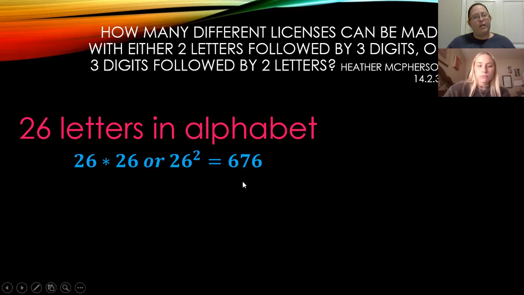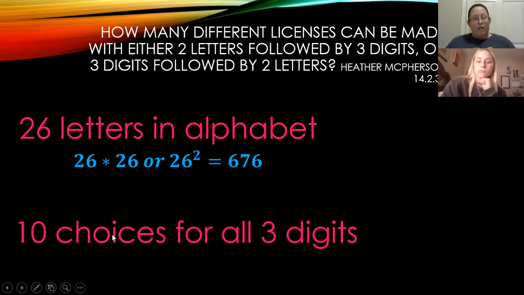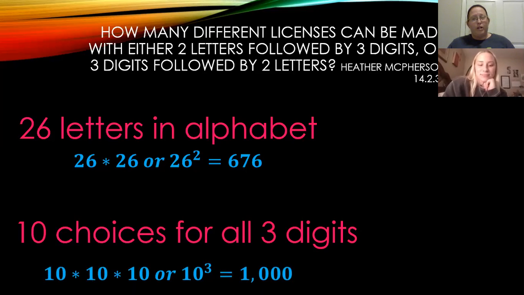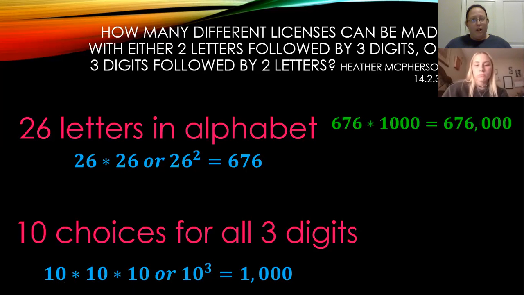So you'll have 26 times 26 or 26 squared, which equals 676. Same for the 3 digits. If I wanted it to be 111, I have the option to do it because repetition is allowed on this one. So you have 10 choices for all 3 digits, 0 through 9. So you have 10 times 10 times 10, or 10 cubed, which equals 1,000. Now, since the 2 letters and the 3 digits are together, you're going to multiply 676 by 1,000 and get 676,000.